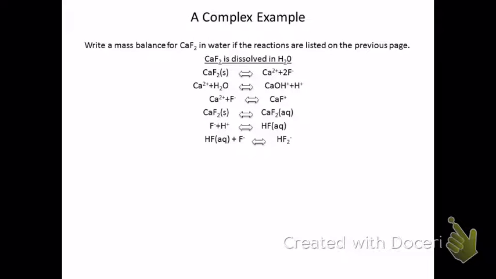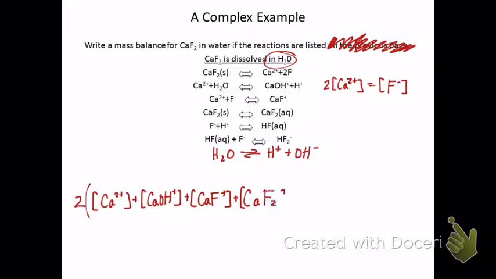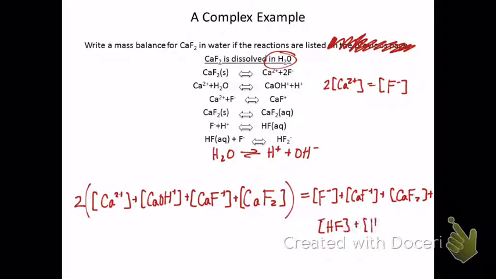Okay, so let's take a look at this. First of all, it's in water, so we recognize that we have hydroxide and protons present. Next, I'm going to write the general form of the mass balance, where we know that it's 2 times the calcium species is equal to the fluoride species. So that sets me off on a good start, where I can write 2 times the quantity of all of the calcium-containing species I find in the equations above. Then that's equal to the sum of all of the fluoride-containing species.